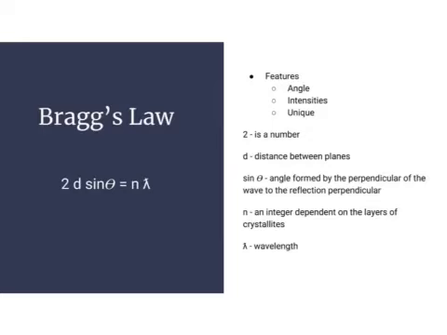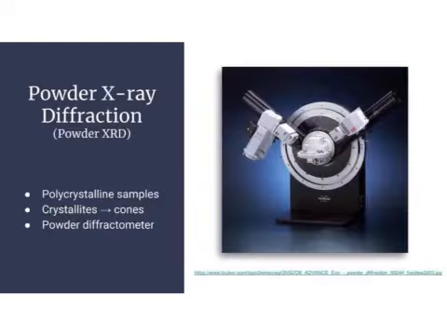So, breaking down the equation a little bit, we obviously know 2 is a number. d is the distance between the planes of the crystallites that we're going to be looking at. The sine of theta, as I just mentioned, is going to be that inner angle created by the perpendiculars. n is the integer, and that's dependent on the number of layers we have in our sample. Lastly is lambda, which is our wavelength, and that's going to be related to intensities later on.